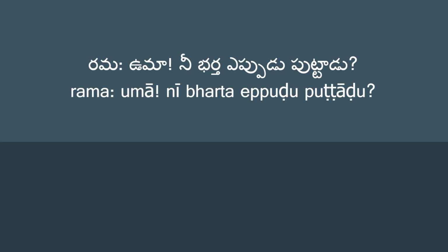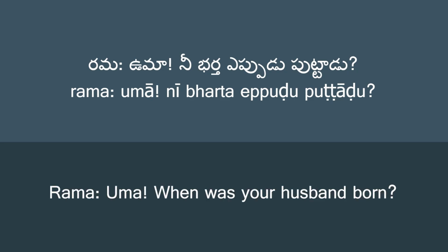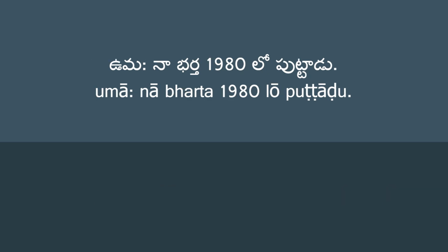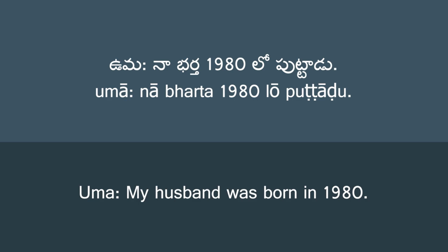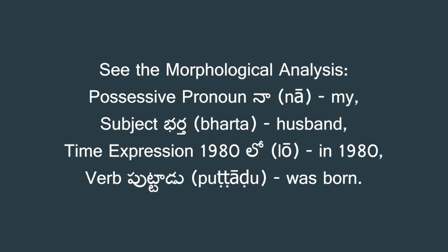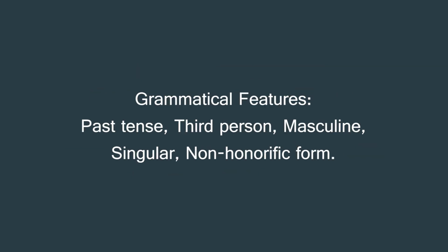We now continue the discussion as follows. Uma, నీ భర్త ఎప్పుడు పుట్టాడు? Uma, when was your husband born? నా భర్త 1980లో పుట్టాడు. My husband was born in 1980. See the morphological analysis. Possessive pronoun na means my, subject bharta, husband. Time expression 1980లో, which means in 1980, verb puttadu, which means was born. Grammatical features: past tense, third person, masculine, singular, non-honorific form.